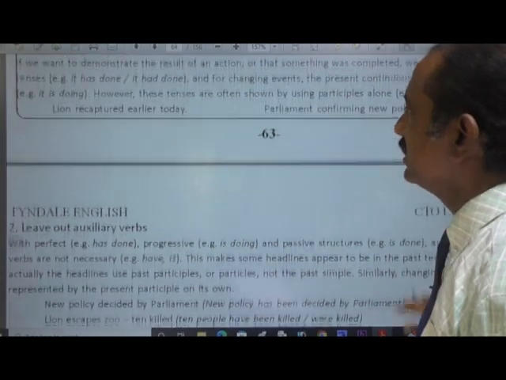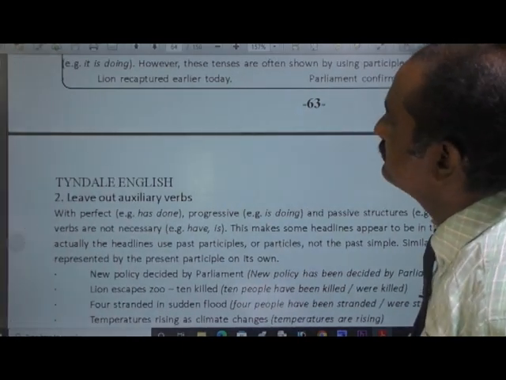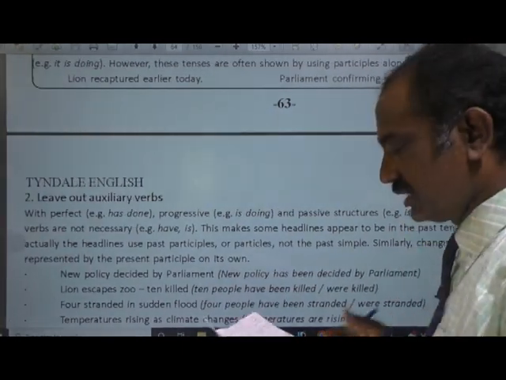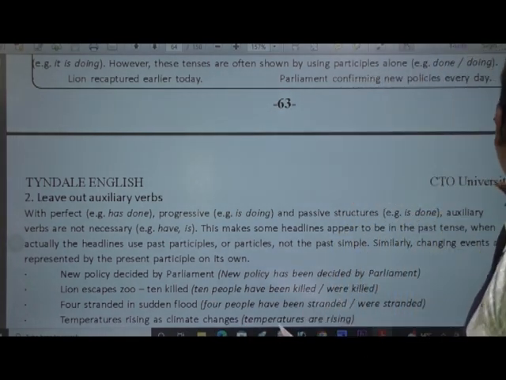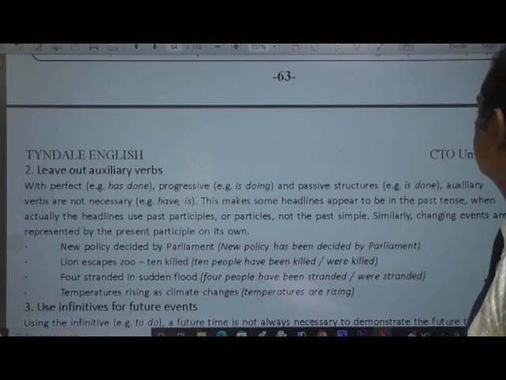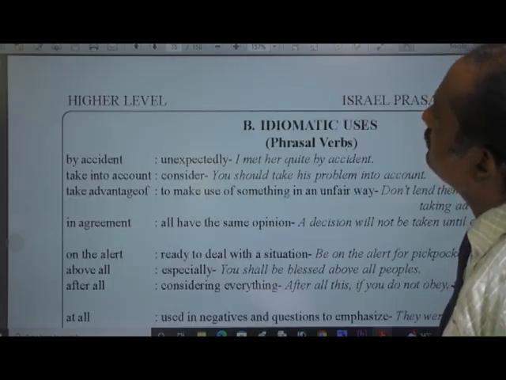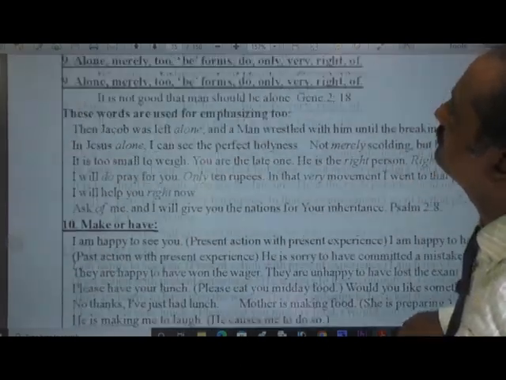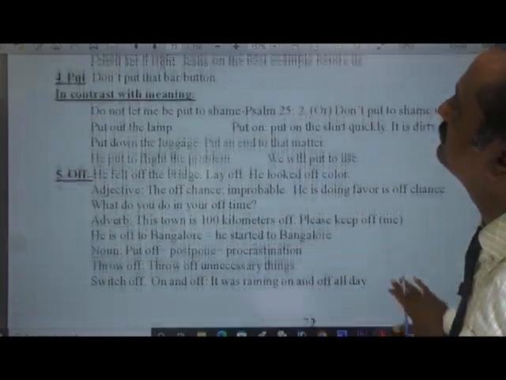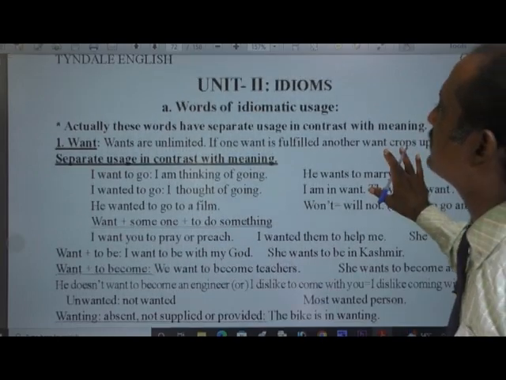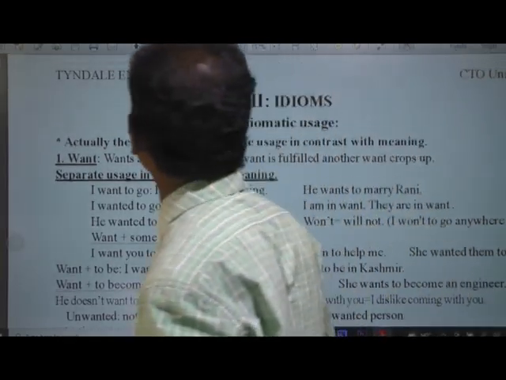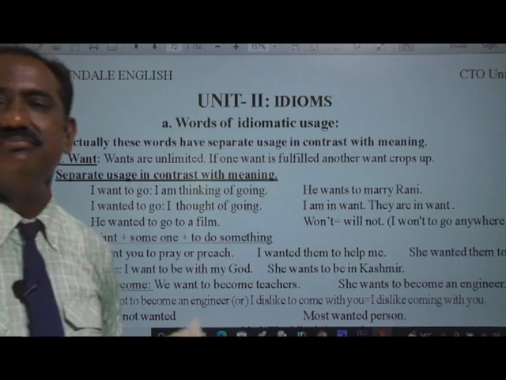Okay. Let us come to one more point. Idioms, page number 72. What are idioms? You know? Yes, 72. What is an idiomatic rule? One should know that firstly. What is called an idiom?